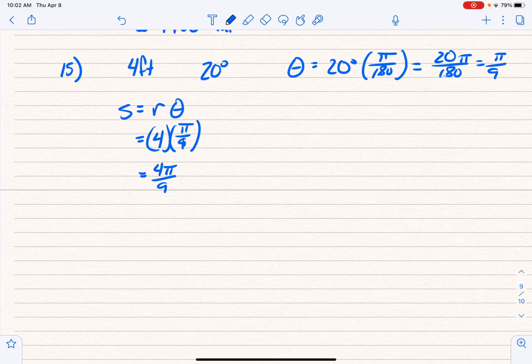How far did it travel in 1 second? Well, it traveled about 1.4 feet. Well, that's pretty impressive. Every second, it swings back and forth 1.4 feet. All right, hopefully these 3 made some sense.